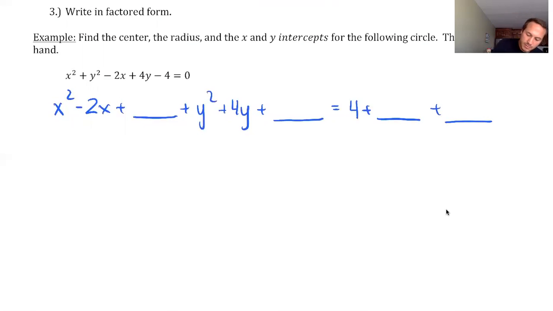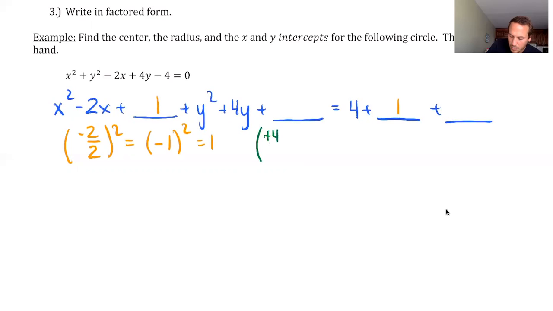To fill in this first blank spot, I'm going to take half of b and then square it. So that's -1 squared, which is 1. I'm going to do that again. I'm going to take half of 4 and square it, which is 4.